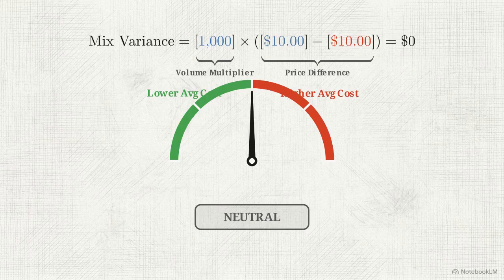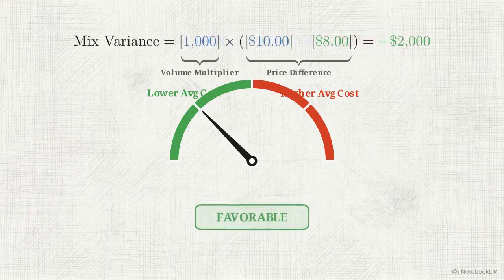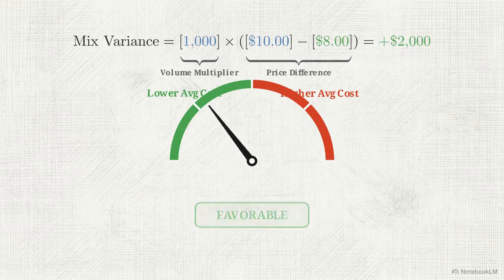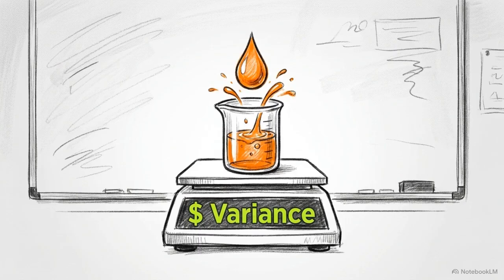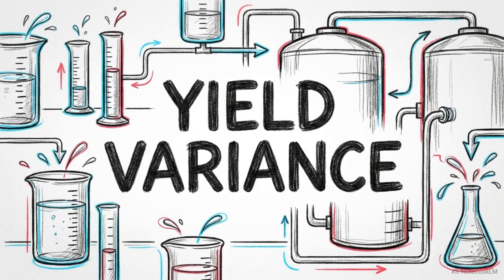The interpretation is straightforward. If the actual mix relies heavily on lower-priced inputs compared to the budget, the average cost drops and the variance is favorable. If more expensive inputs are substituted in, the variance is unfavorable. The mix variance assigns a precise dollar figure to the decision of substituting chemical grades, entirely independent of the total volume of chemicals used. To analyze pure volume efficiency, we calculate the yield variance.